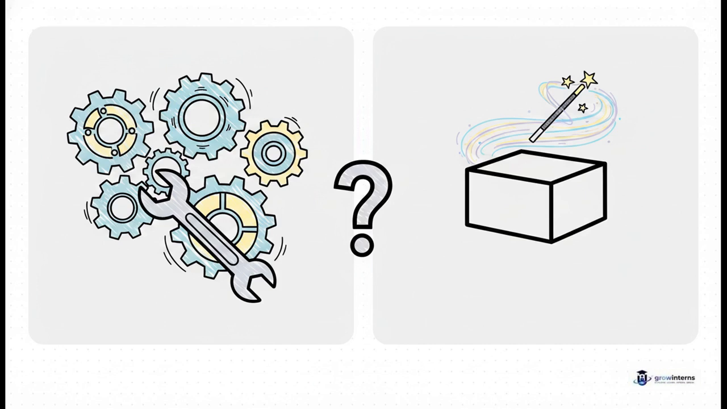Drizzle, on the other hand, maps directly to SQL syntax. That gives you 100% full visibility into the exact queries running against your database. So at the end of the day, it's really a trade-off between pure developer comfort and absolute mechanical control.